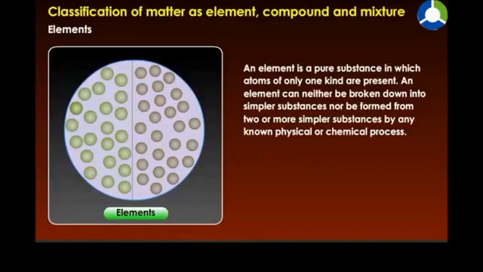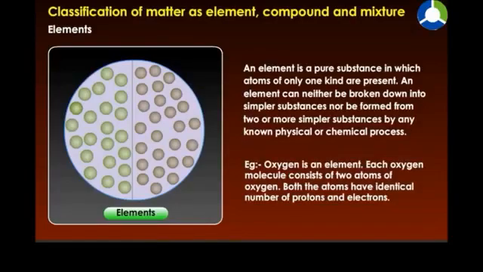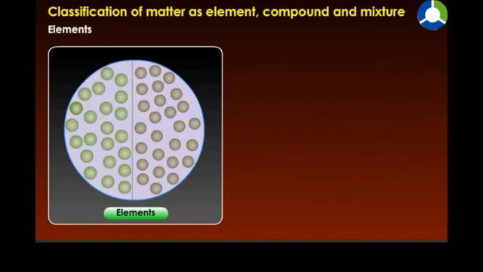An element can neither be broken down into simpler substances nor be formed from two or more simpler substances by any known physical or chemical process. Example: oxygen is an element. Each oxygen molecule consists of two atoms of oxygen. Both the atoms have identical number of protons and electrons.